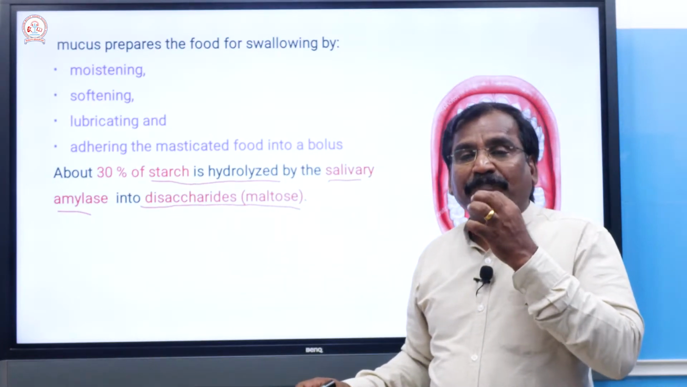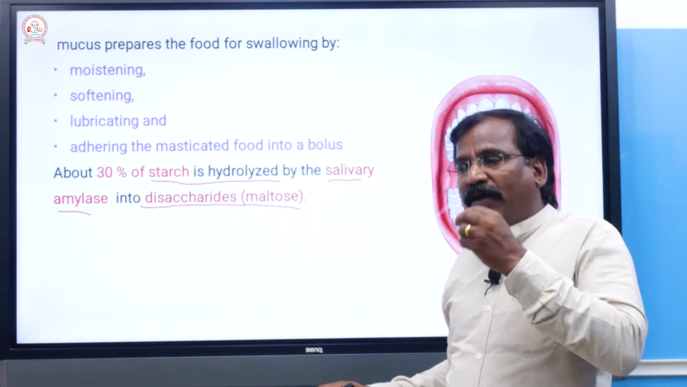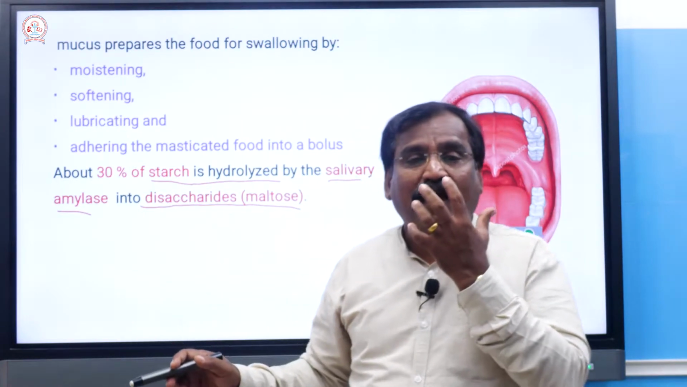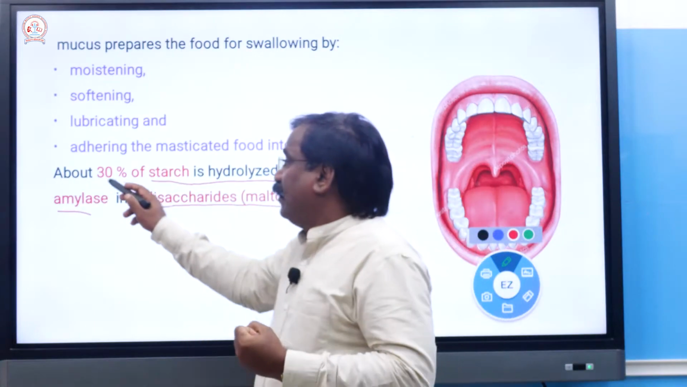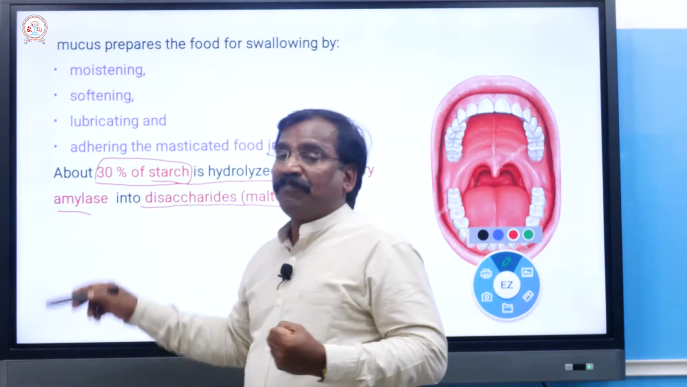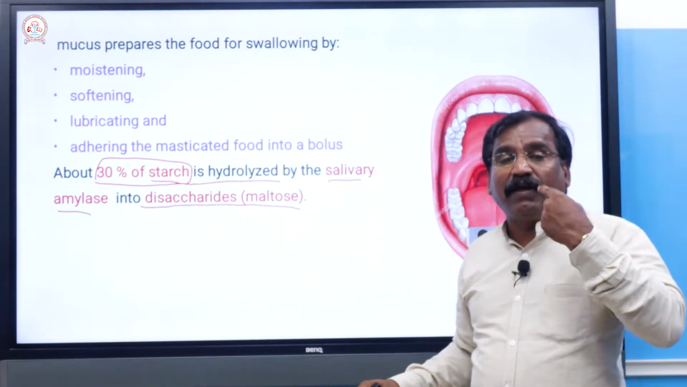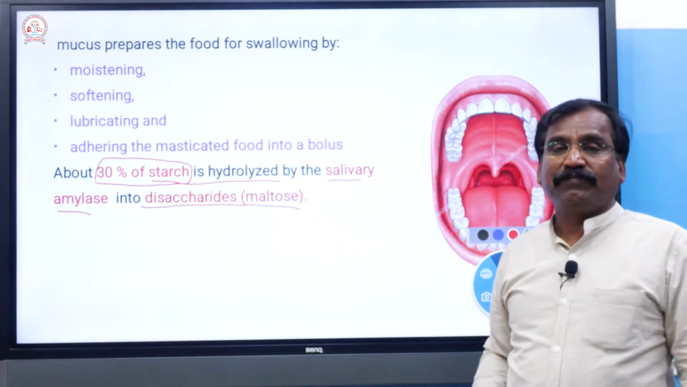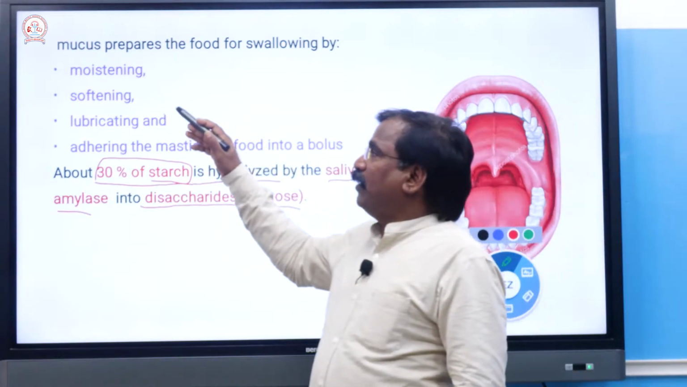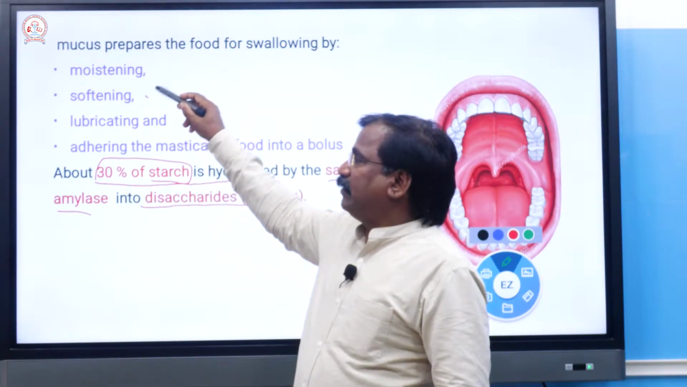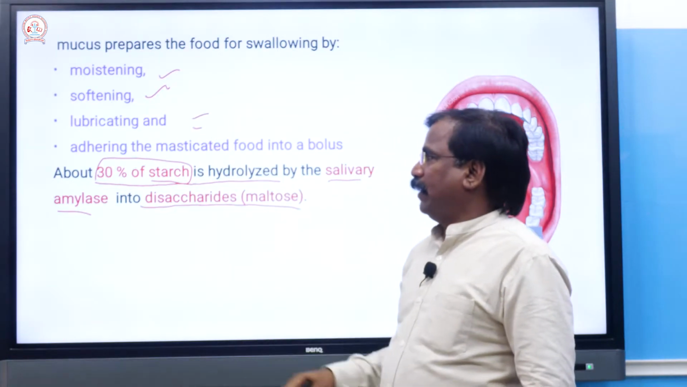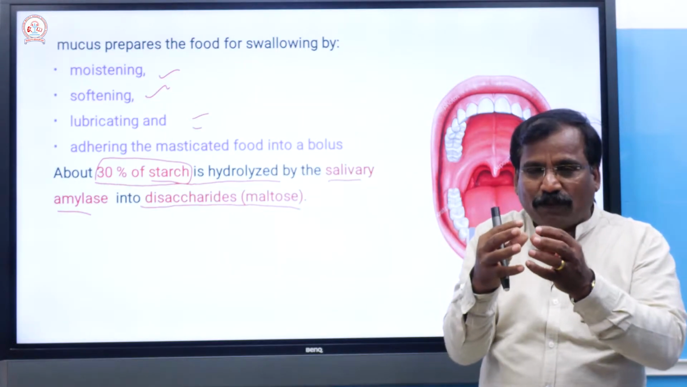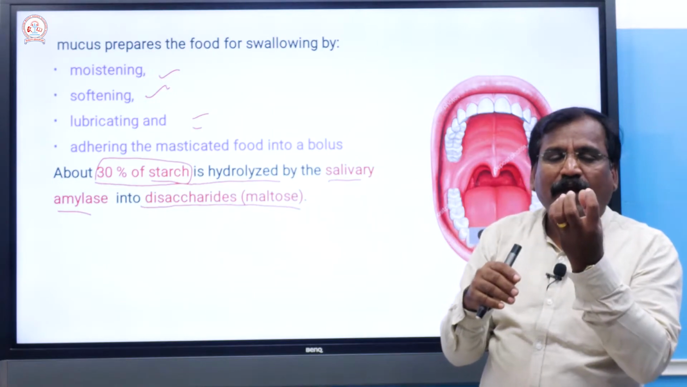When chewing, the saliva mixes with food and starts digesting. Listen, when the food remains in the buccal cavity, 30% of the starch is digested. That starch is converted into maltose by the action of the salivary amylase. The mucus softens, moistens and lubricates the food, and collects all the food particles together.